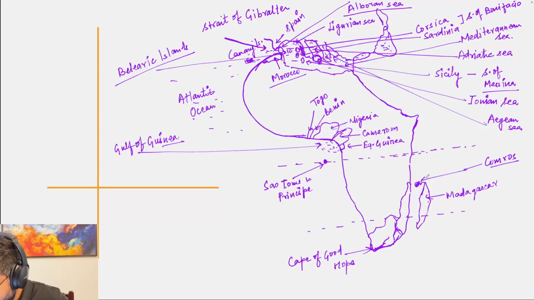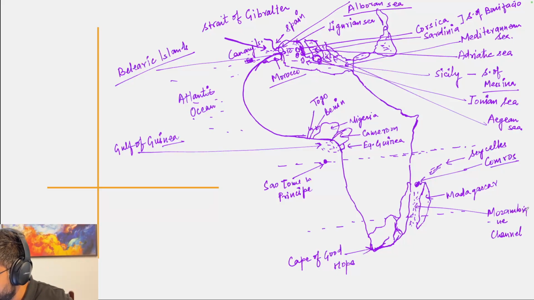Then in the north and northeast of Madagascar, over here you'll find again a group of islands called Seychelles. And this water body between Mozambique and Madagascar is called Mozambique Channel. Mozambique Channel.